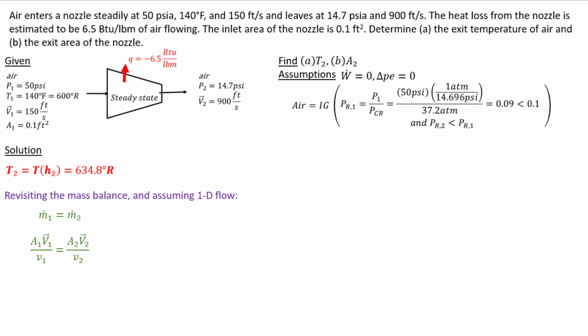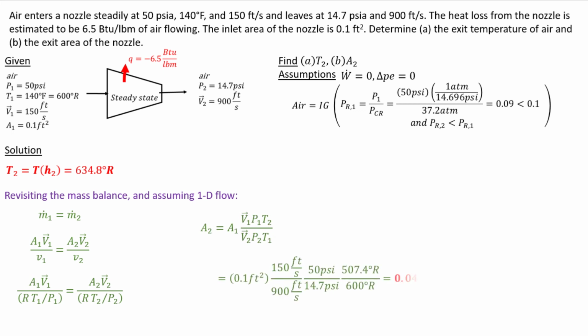So by making the assumption that you've got an ideal gas, you can put your specific volume in terms of RT over P, and then solve for the area at state 2. And then if I plug in all my numbers, you could see my units just kind of cancel out, and I ended up getting 0.048 feet squared for the area at state 2.